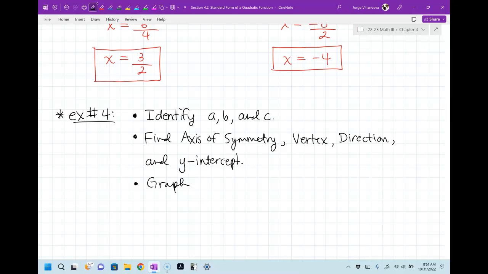Because on your test, we're not going to ask you to do all of this. We're just going to say, can you graph it? But in order to graph it, you have to be able to figure out your a, b, c values. How do you find your axis of symmetry? What's my vertex? Which way does it open? What's my y-intercept? Put all that stuff in there. Then you can graph it. So we're going to do 2 examples like this. Kind of lengthy. And then we're done.